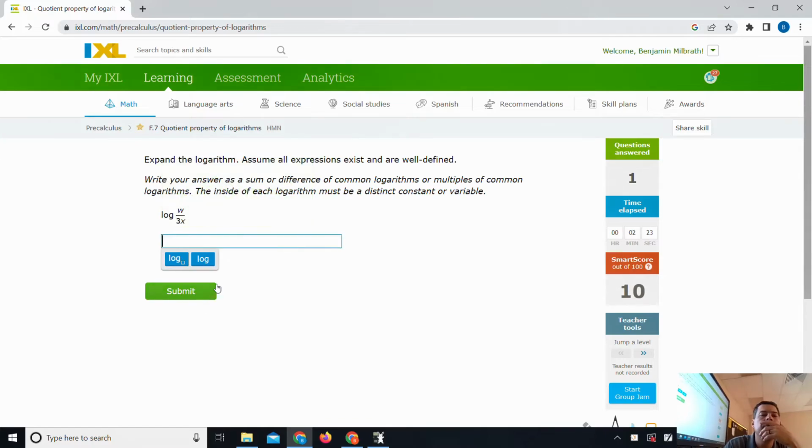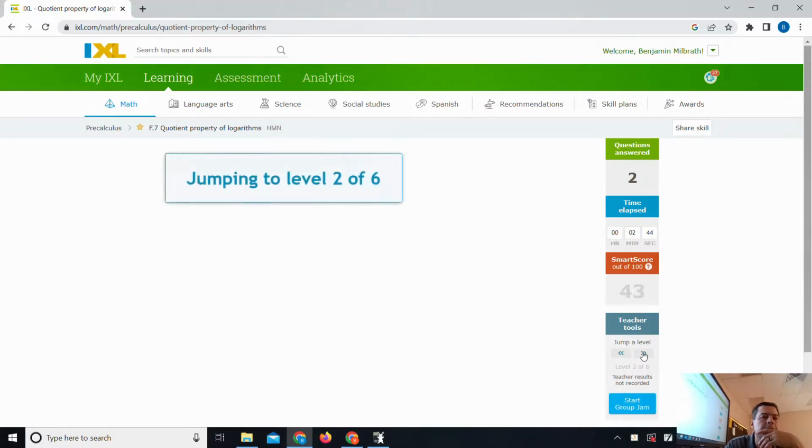This one is going to have a positive log that contains W. It is going to take away a log that contains 3, and it's also going to take away a log that contains X. So like I said, if an argument's in the denominator, the logarithm is negative. That's just how these work.